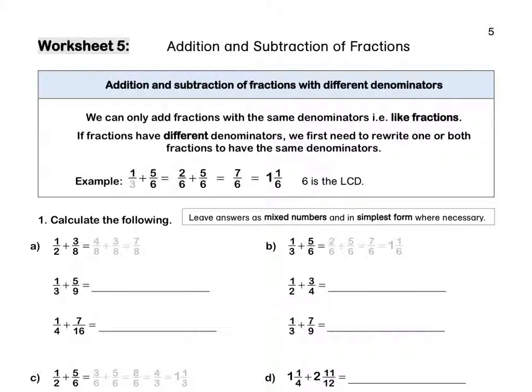Worksheet 5. We can only add fractions with the same denominators. In other words, like fractions. If, however, fractions have different denominators, we first need to rewrite one or both fractions to have the same denominators. 1/3 plus 5/6, we have different denominators. We need to find the lowest common denominator between 3 and 6, which is 6. So we rewrite 1/3 as 2/6, and 2/6 plus 5/6 is 7/6, which is 1 1/6.